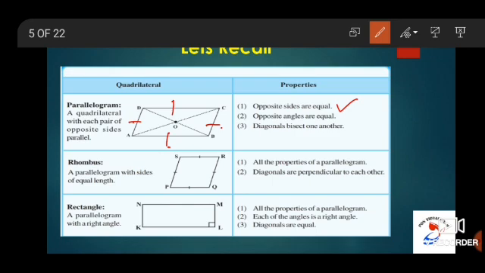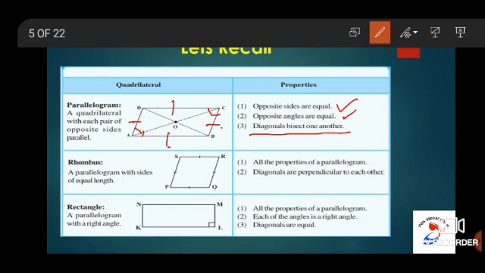Now, second property, it is opposite angles are equal. So angle A will be equal to angle C. Angle A and angle C are equal. Similarly for angle B and angle D. And the last one, diagonals bisect each other. So diagonals will bisect each other. We have already learned what is the definition for diagonal in the previous session.